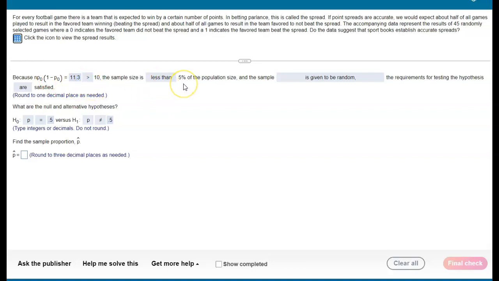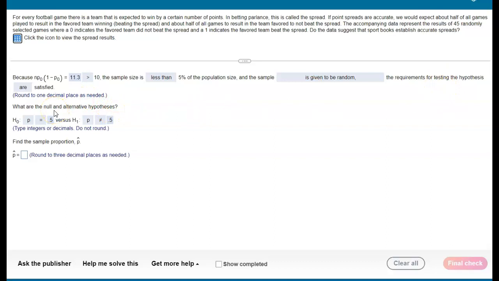And then the sample size needs to be less than 5% of the population size. We're not really told how many games there are, but this is every football game, so we would assume that there's a large number of those, and that 45 games would be less than 5% of all of the games. We're also told that we have randomly selected games, so the sample has to be random, which it is because it was given that it was random. So the requirements for doing this test are satisfied.